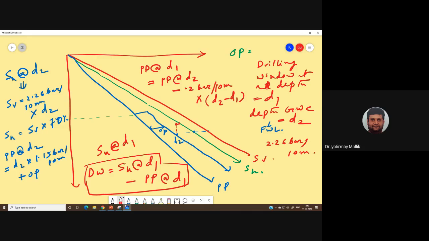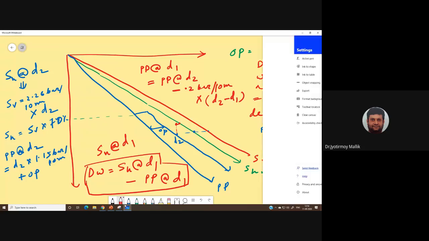And by that you have to calculate it at FWL or at GWC. Then you have to go up to that particular depth where you want to calculate your pore pressure, and that will be minus the pressure due to the gas gradient, and you can calculate your drilling window, right?